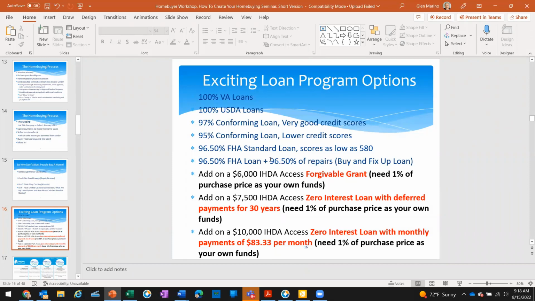So if people have a vision about what a home should look like, and they love the area and the neighborhood, this is a great loan for them. But now what if they don't have the necessary funds for a down payment? How about if we add on a $6,000 forgivable grant? Remember I said forgivable, it's forgivable over 10 years.